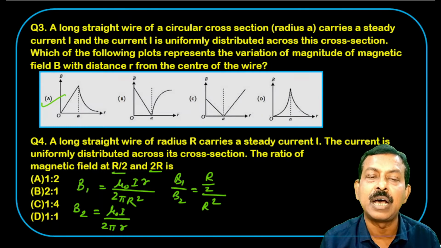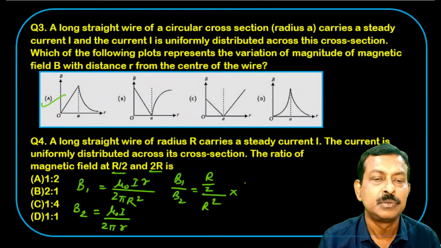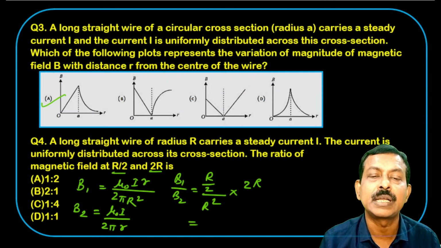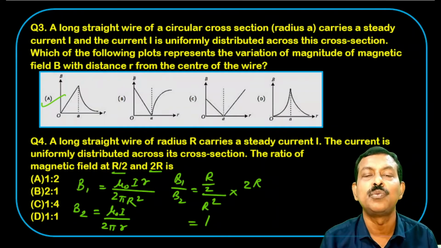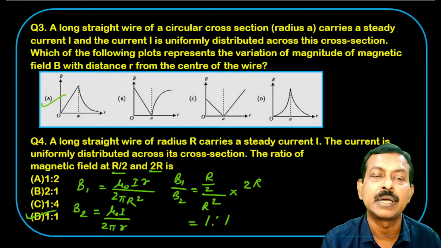For the second case, this R is there in the denominator because we are taking B1 by B2, so it will ultimately come in the numerator, and this small r now is your 2R. So in that case it is your 2R here. If you consider this R square, this R square by R square will get cancelled, 2 will get cancelled, so it will be 1. That means the ratio will be 1:1. So here, the fourth one is the correct option.